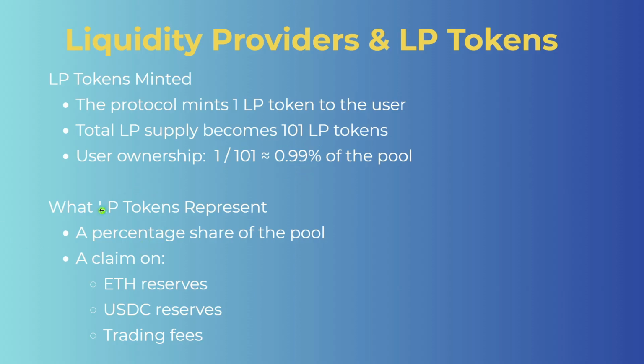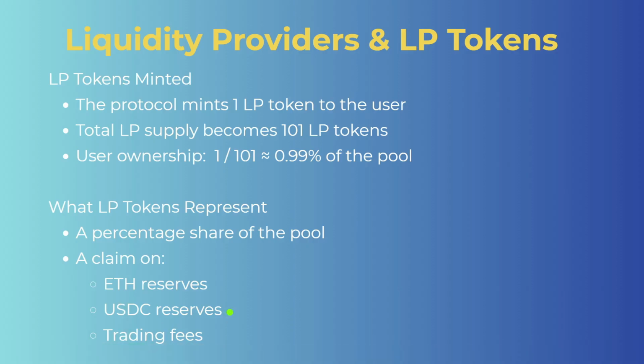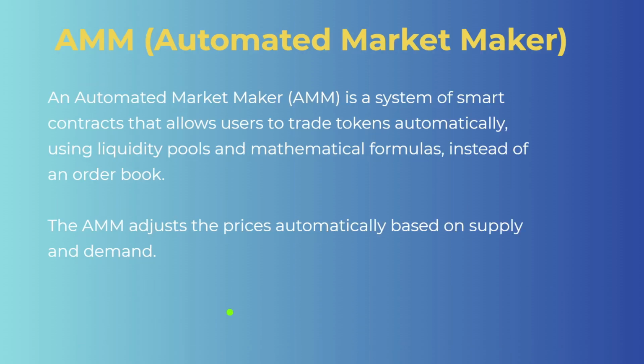So an LP token represents a percentage share of the pool and a claim on, of course, the ETH reserves that you have deposited and the USDC reserves that you have deposited. And of course, this allows you to earn the trading fees that are accrued and calculated on your LP tokens.